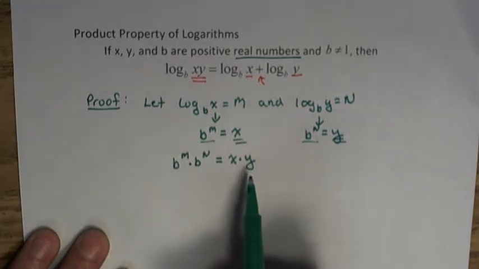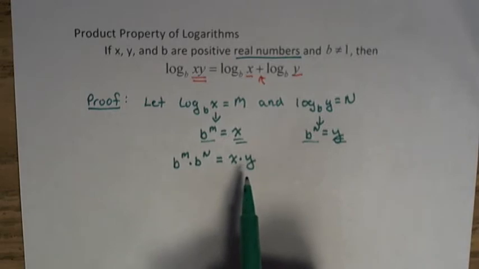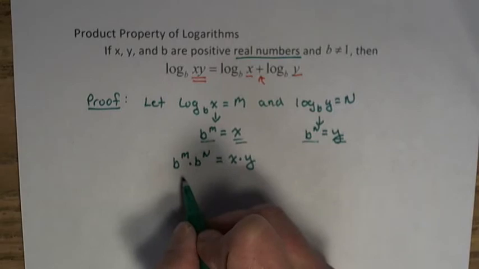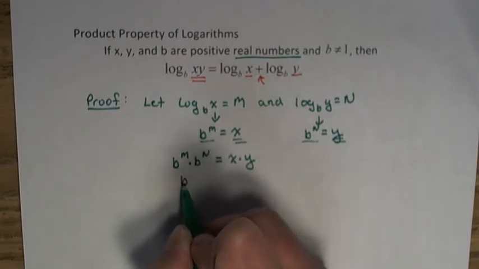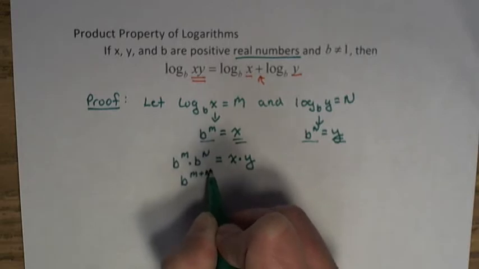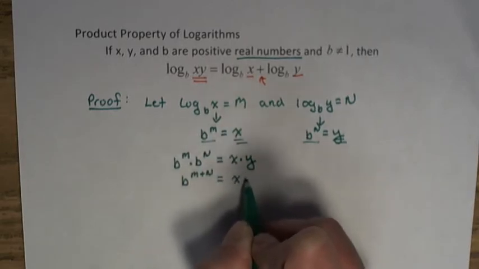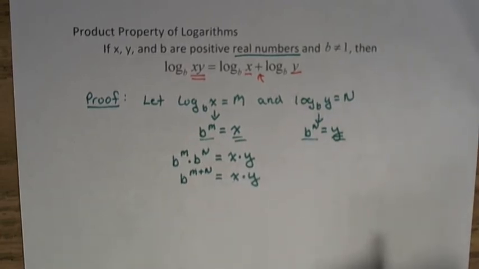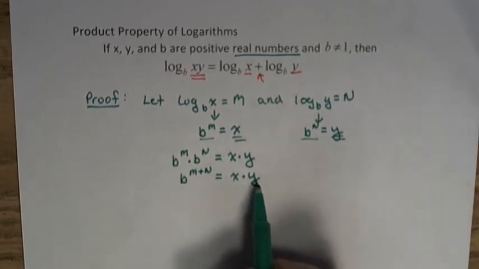Again, if these are equal statements, then this should also be a true statement. Now, once I have it in this form, notice that I have the same base on the left-hand side, so I can rewrite this side as b to the m plus n is equal to x times y. And now I will take this expression and rewrite it using the definition of log.